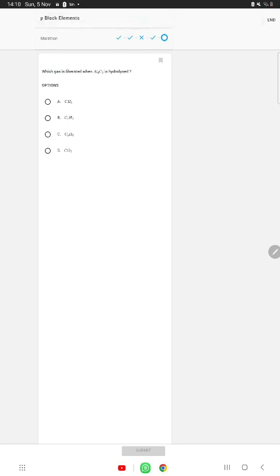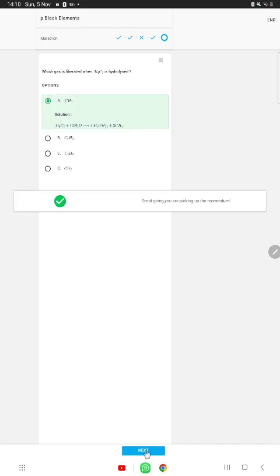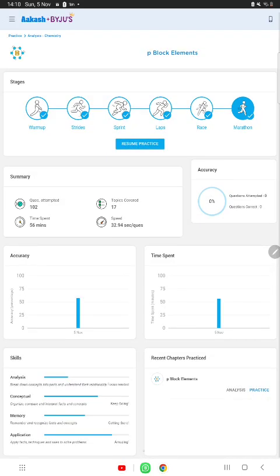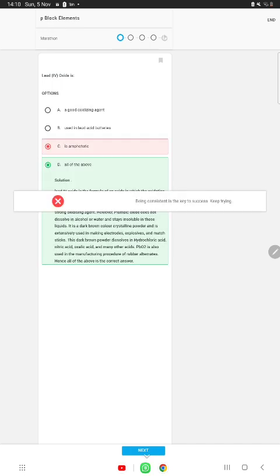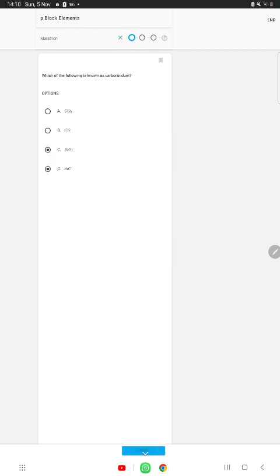Which gas is liberated when Al4C3 is hydrolyzed? Methane. Lead(IV) oxide is going to be amphoteric. Lead(IV) is a good oxidizing agent. Which of the following is known as carborundum? SiC.